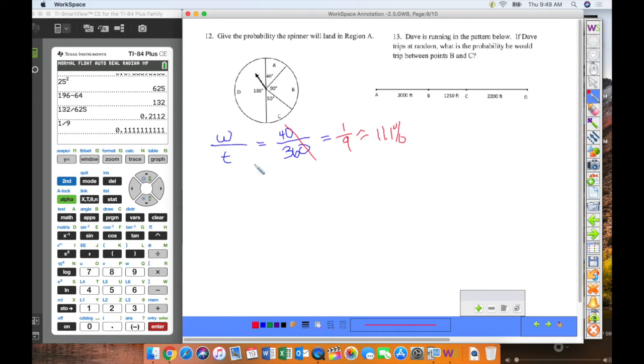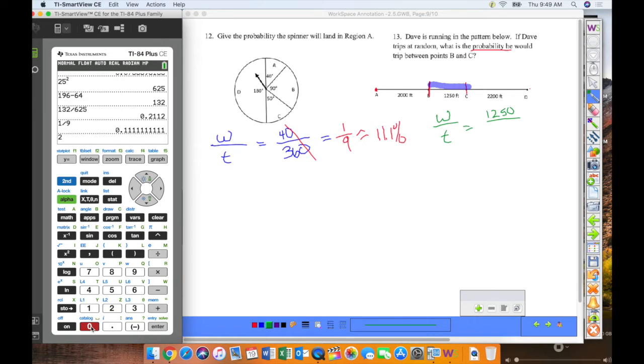So want over total. Dave is running in this pattern below. So Dave's going to run from point A to point D. If Dave trips at random, what is the probability that he will trip between points B and C? Between points B and C is right here. They want probability, so I'm going to do want over total. We want to know if Dave trips in region C. Well, that's 1250 feet divided by the total distance.